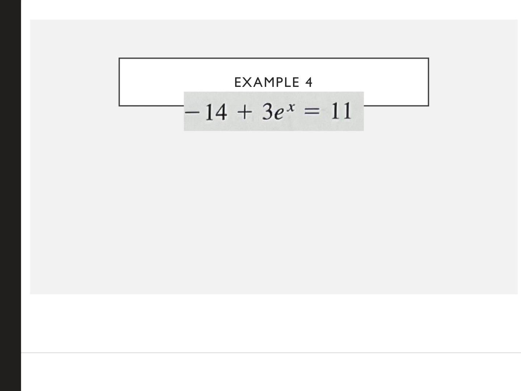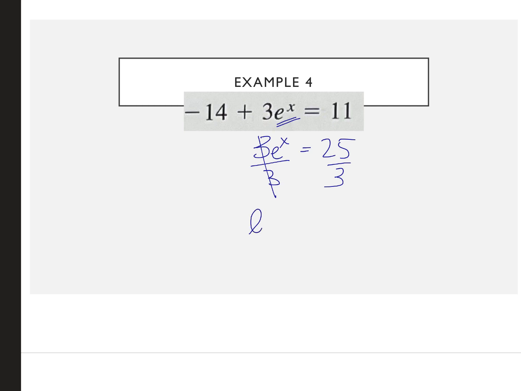Okay, very similar problem here. I'm going to add 14 to both sides to try to isolate this base. So 3 times e raised to the x equals, what, 25? Next, I'm going to divide both sides by 3. All right, and then last, I'm going to write this in log form because I'm trying to solve for x, and I can't solve for x when it's an exponent.